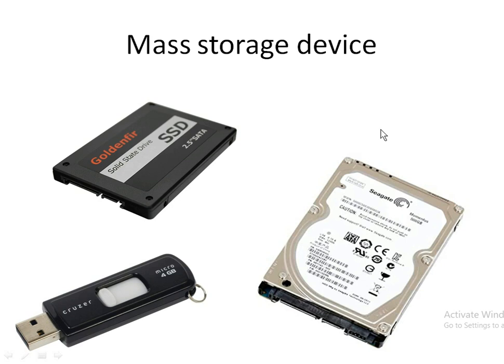Next, mass storage device, as I have already said. This is another memory, but this is permanent memory. Contents in this memory are permanently stored. This is called a pen drive. We know pen drive, we are storing much information in pen drive. We also have this kind of mass storage device which is called a hard disk, and this is another kind of storage device which is called SSD, solid state drive.